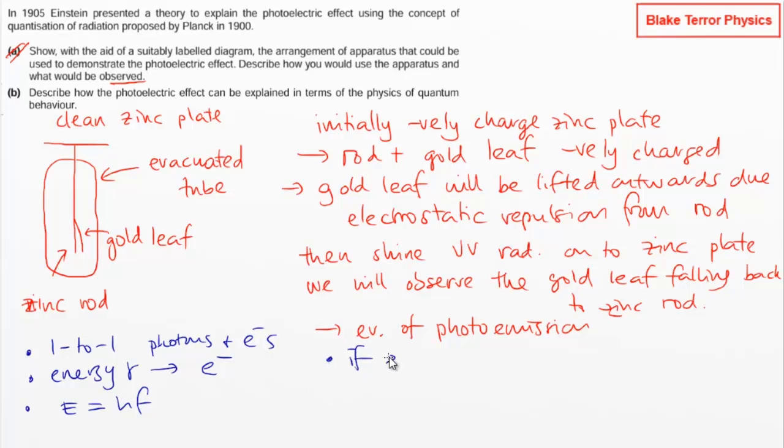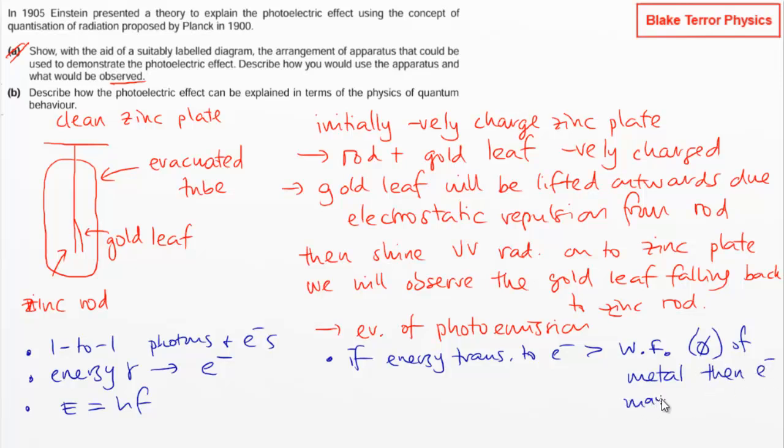So if the energy of the photon, or the energy transferred to the electron, because both of the things are the same, is greater than the work function of the metal, then the electron may be released. So that's another thing, because you want to say it is of the metal. Then electron may be released, because of course some electrons need more energy than the work function.